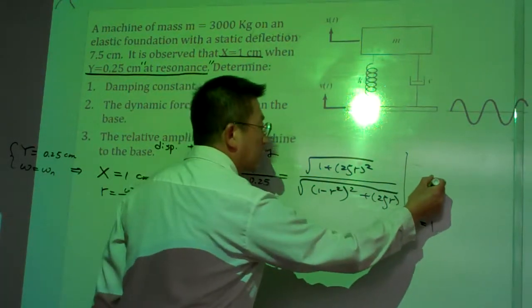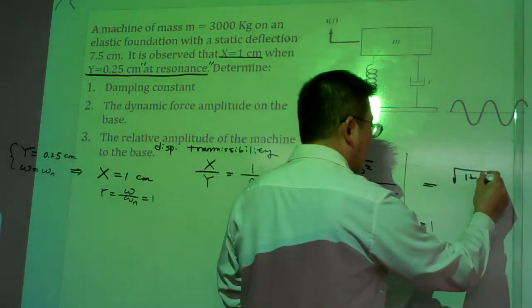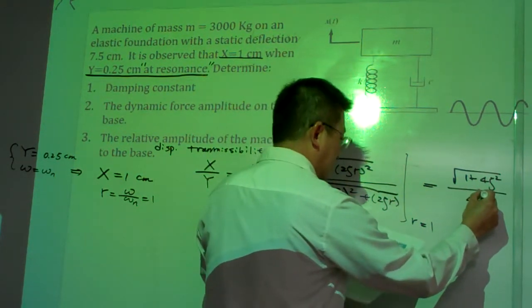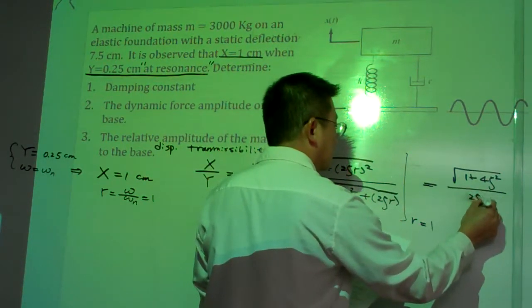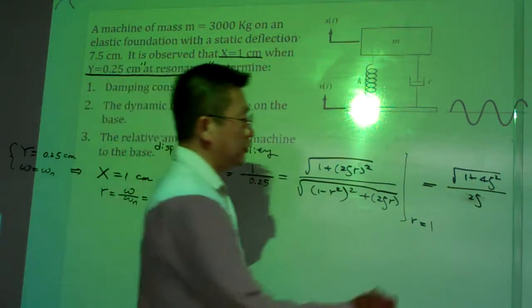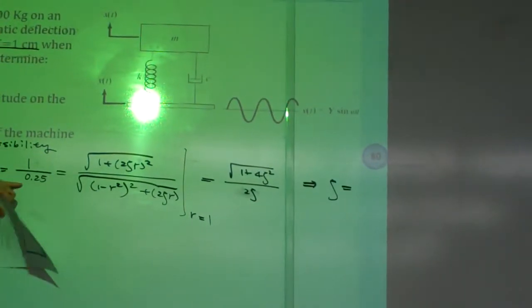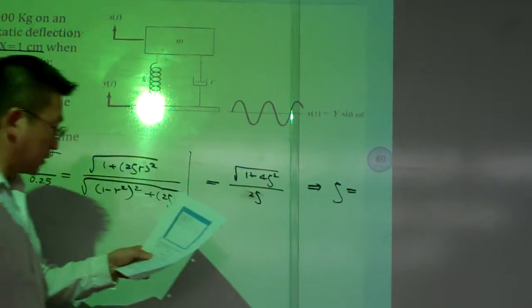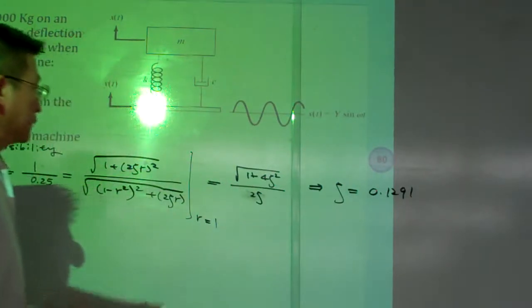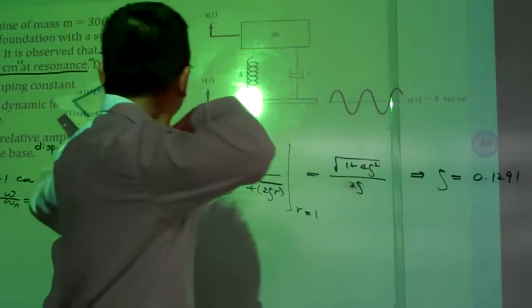So that will be equal to 1 plus 4 zeta squared over 4 zeta squared. From here, we can determine the damping ratio. That is a single parameter, and here we have a number, so the damping ratio is equal to 0.1291. So we have the damping ratio determined, so basically we can determine the damping constant.